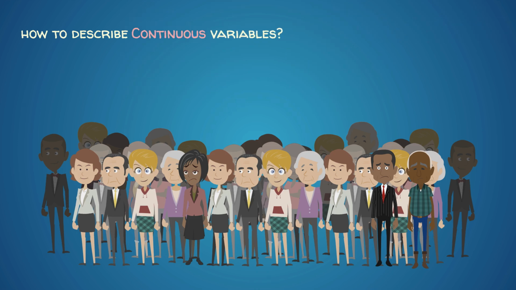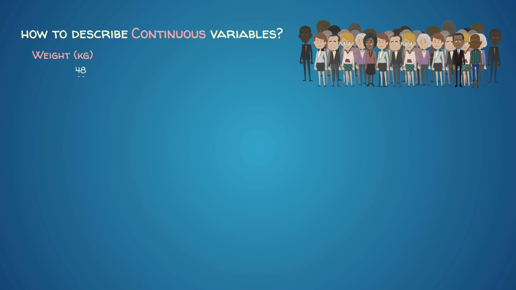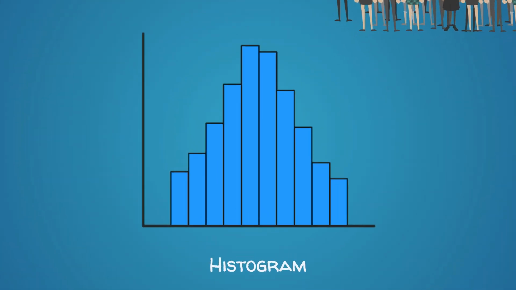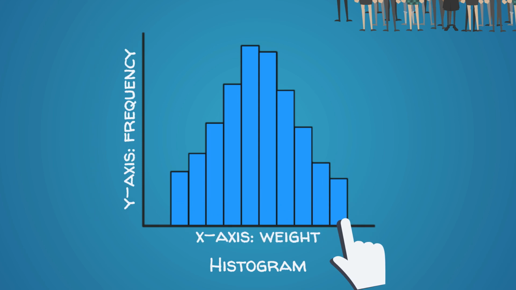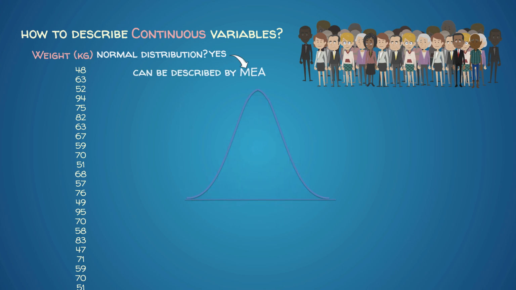However, describing continuous variables is a little more complicated. Let's say we measured the weight of everyone in this sample. The first thing we need to determine is whether the weight follows a normal distribution, which we can check using a histogram. A histogram is a graph that shows the distribution of data. The x-axis represents the values of the variable, while the y-axis shows the frequency of each value. This histogram shows a normal distribution. Therefore, we can describe the weight by mean and standard deviation.